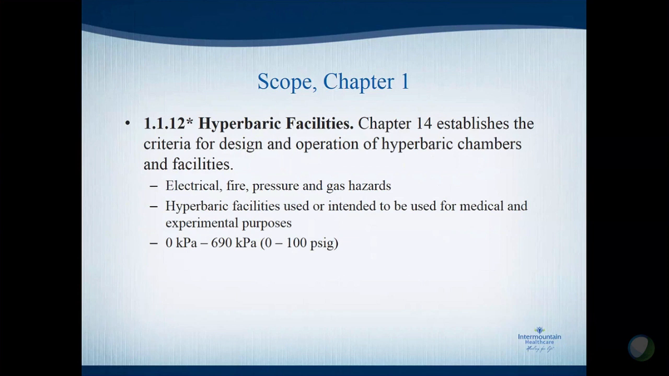So when we read the code, we have to start at the beginning. If you look at the scope of what this code book applies to, specifically Chapter 14, 1.112 is hyperbaric facilities. This applies to the design and operation of hyperbaric chambers, and the facility that houses the chamber, for electrical, fire, pressure, and gas hazards, and for medical purposes. This is from 0 to 100 PSI in our world, although I would encourage us to start using kPa. It's a good value, most of the people know.